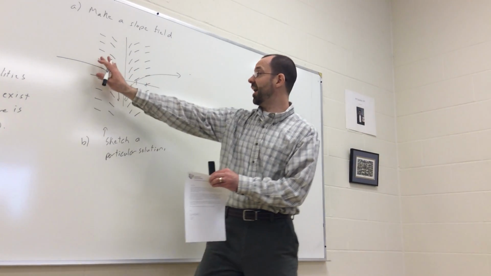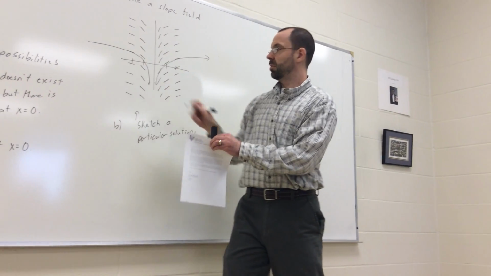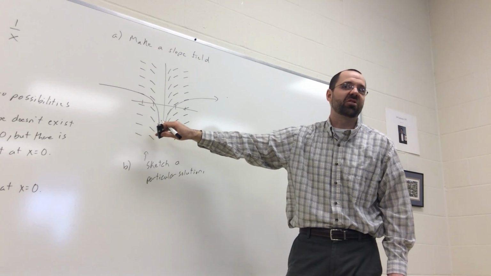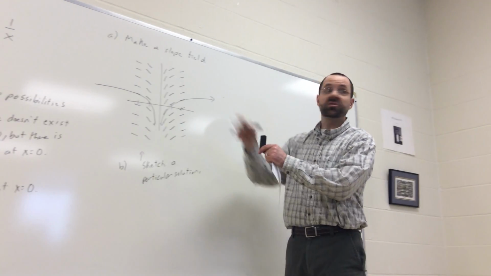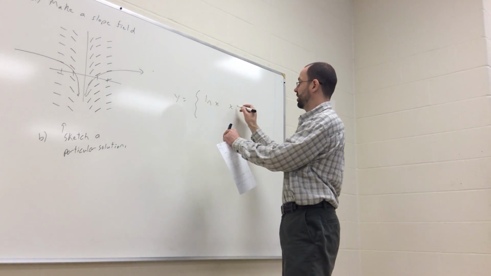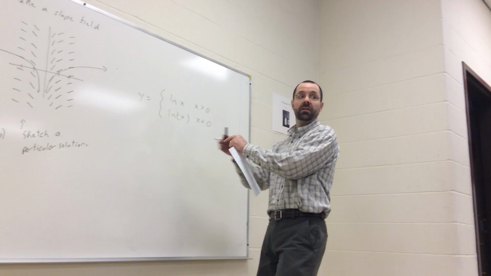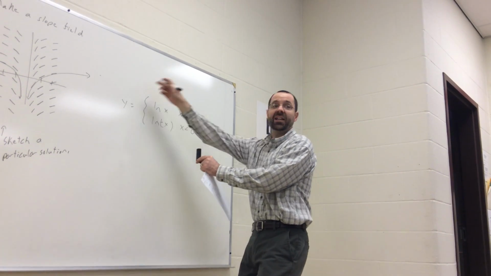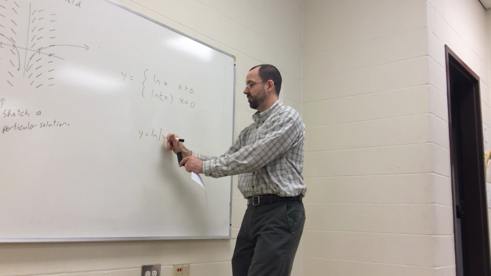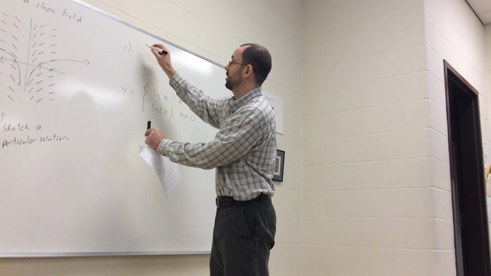Okay, so this is natural log of x, right? What's this? Natural log of negative x, or natural log of the opposite of x, right? So remember when we solved this last week, we got y equals natural log of x when x is greater than 0, but we got the natural log of the opposite of x when x was less than 0, right? What was the fancy way to say all of this? Natural log of the absolute value of x. Okay, so this is part C.